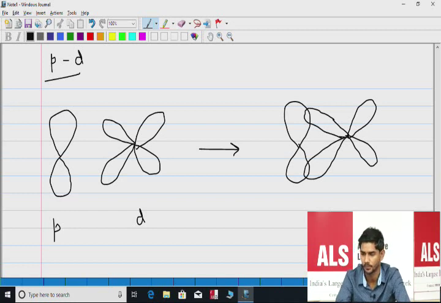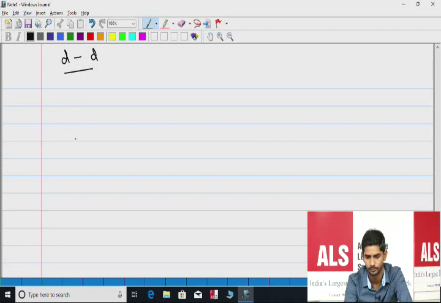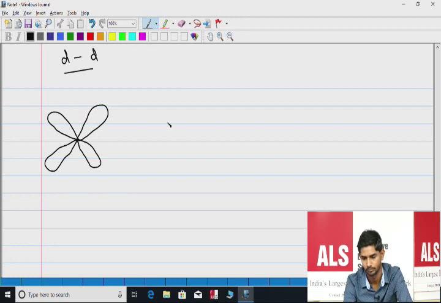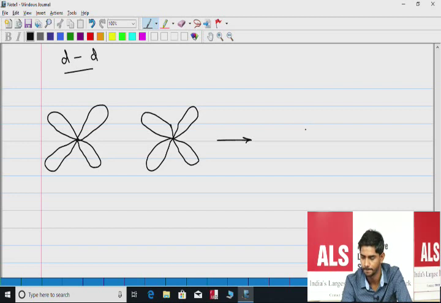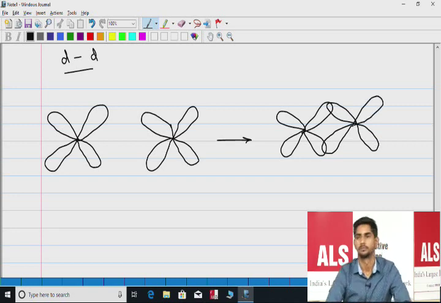Okay. This is dd overlapping. See, this is also how you can get the chemical bond. Copy.